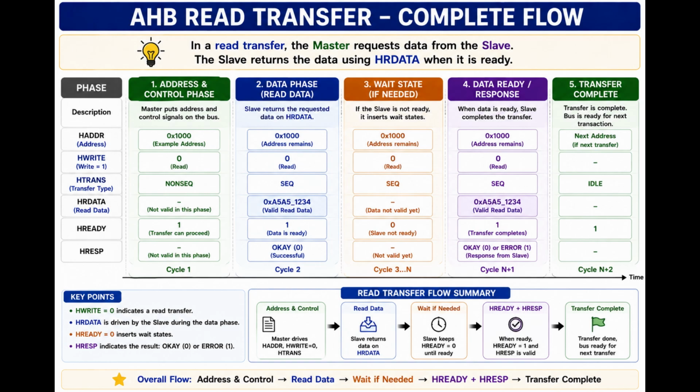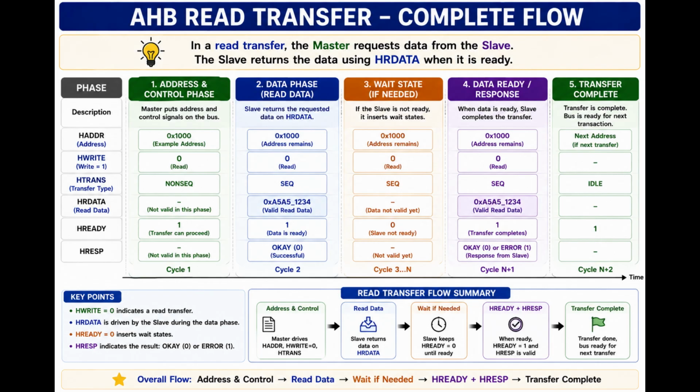Now let's see how a complete AHB read transfer works. First, the master places an address and control information on the bus. Signals such as HADDR, HWRITE and HTRANS describe the transfer. Since this is a read transfer, HWRITE is set to 0. In the following data phase, the selected slave sends the requested data back to the master using HRDATA.